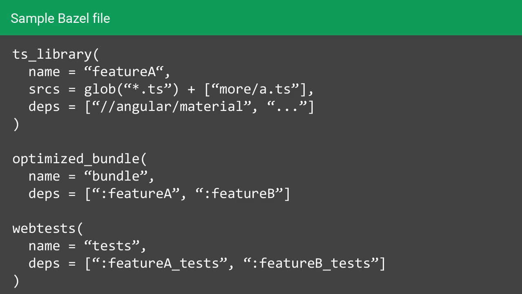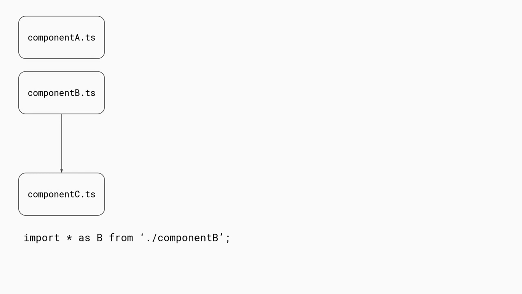So this describes the graph. You describe it statically before running any compilers, before running any tools. So that's kind of the big difference from the tools that we use in the JavaScript ecosystem, where everything is very dynamic.